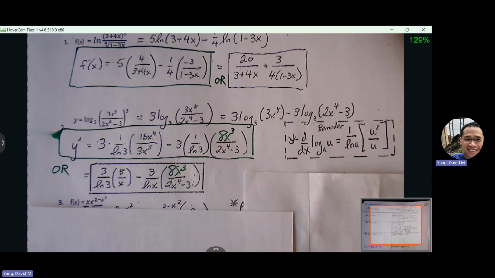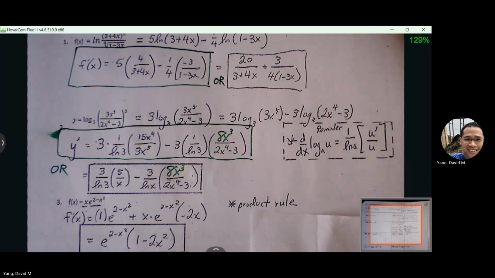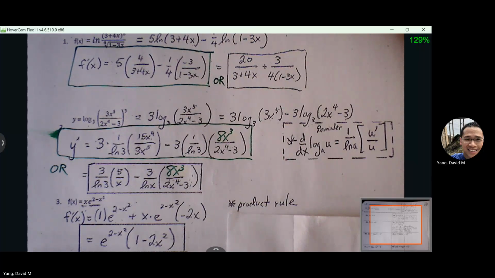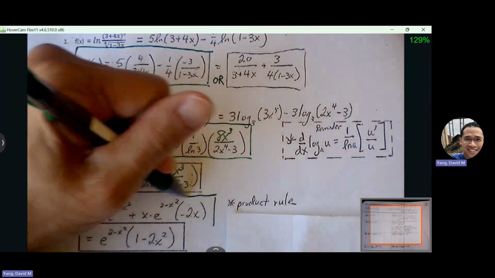All right, any questions with 1 or 2? Okay, take a look at number 3. X times e to the 2 minus x squared. What's involved here? Product rule, yeah. So we've got to go through f prime g plus f g prime. And then within product rule, you can handle each of the derivatives when they call for it. The unsimplified version is fine as well.